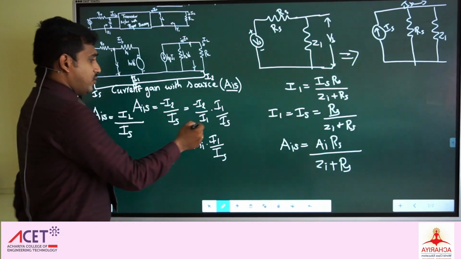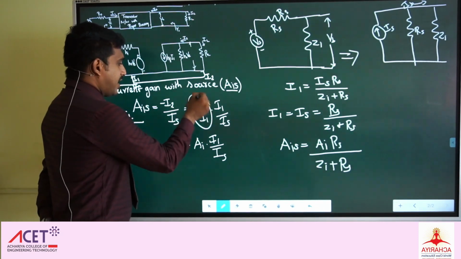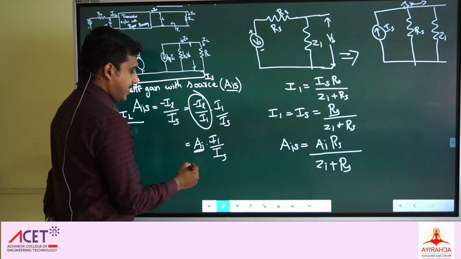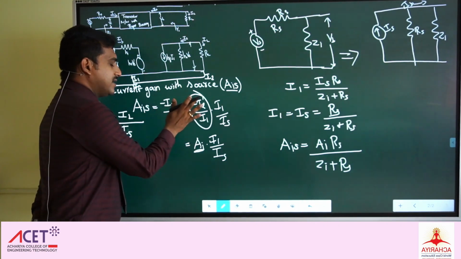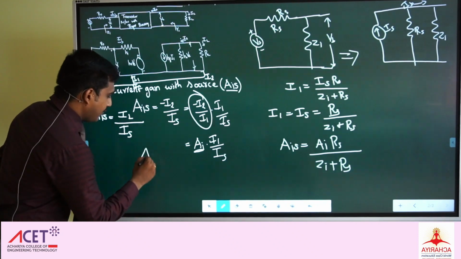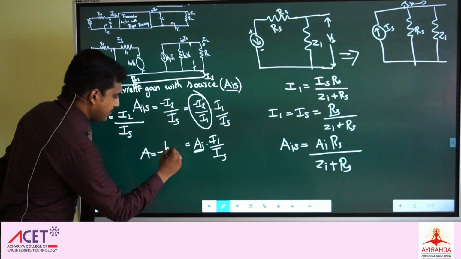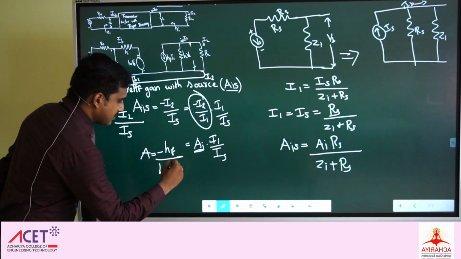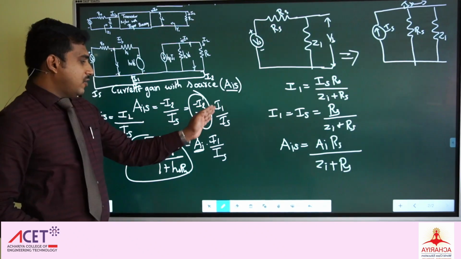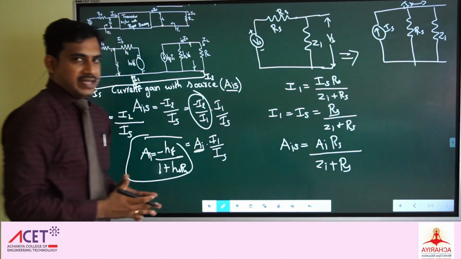Now we know that minus I2 divided by I1 is the AI we derived in the previous section. So we can replace minus I2 divided by I1 with AI. AI we derived as minus HF divided by 1 plus H naught RL. Now we have to find I1 divided by IS.